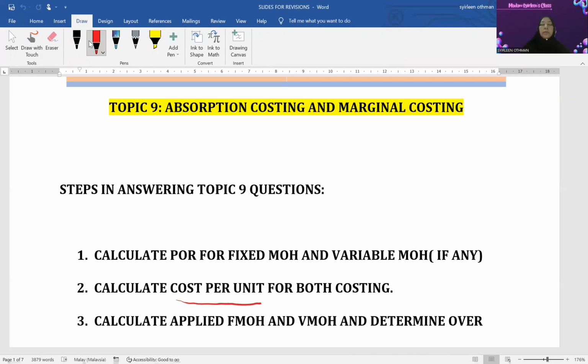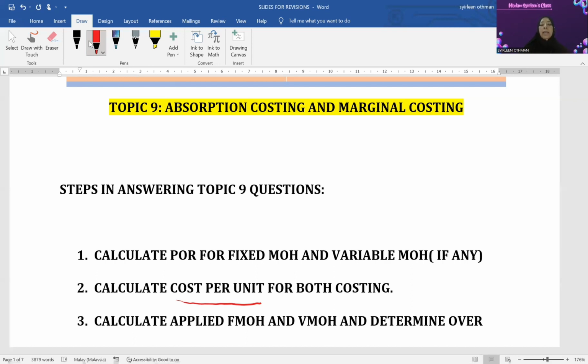Once you got the POR for both methods, kita akan kira cost per unit. So you need to calculate the cost per unit for absorption. It is called absorption because they serap semua. So they absorb all the fixed MOH and also the variable MOH. Whereas for marginal, dia akan serap hanya variables saja. So there won't be any elements of fixed MOH in the calculation for cost per unit in the marginal costing.